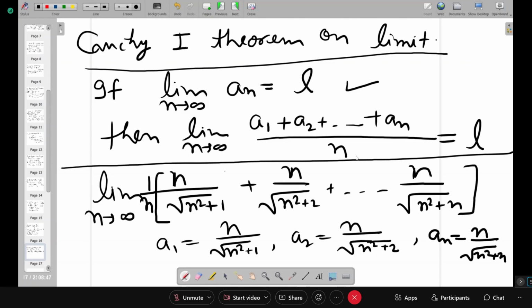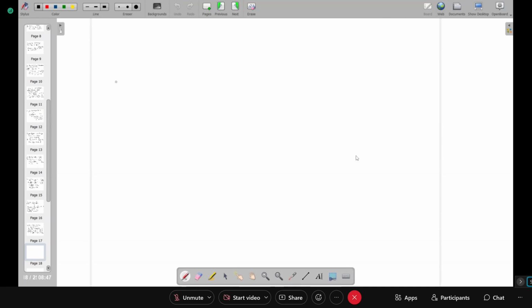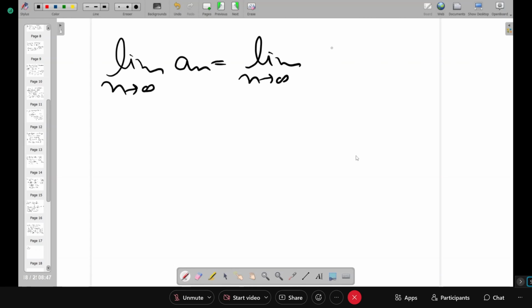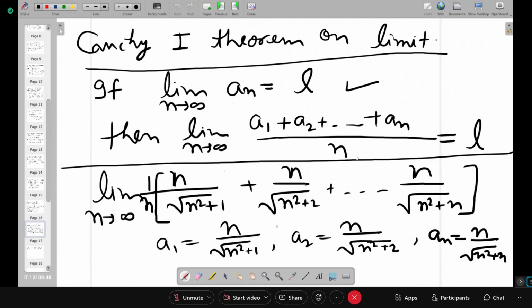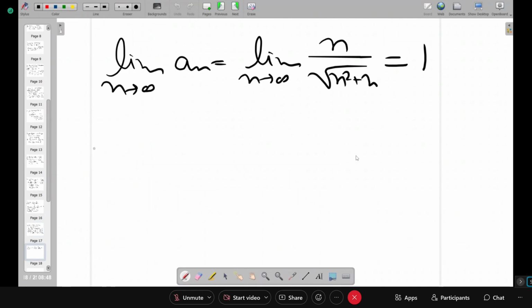So here an is this, so we can find out the limit of an. The limit of an, which is n upon under root n square plus n, will come 1. So the limit of the given sequence will also be L.